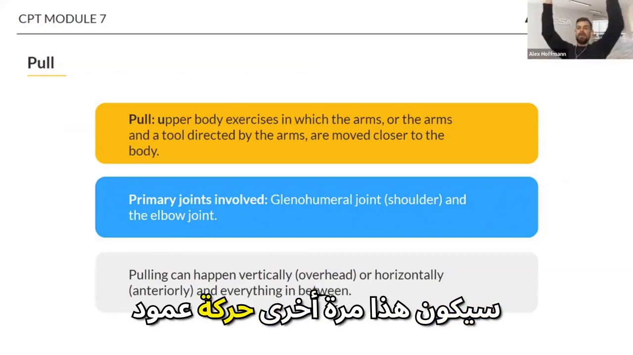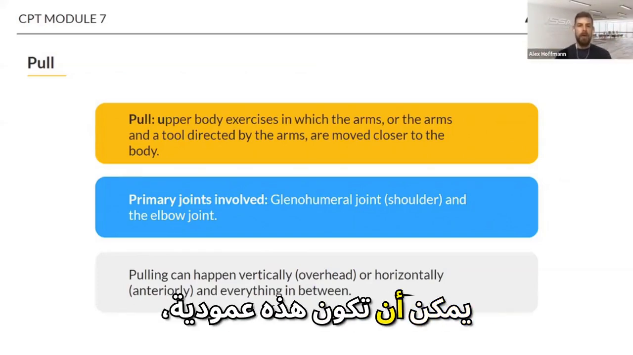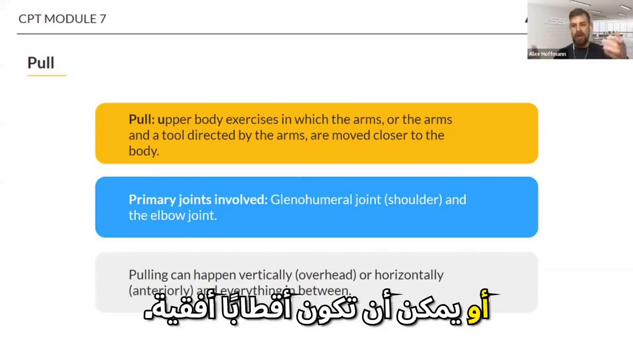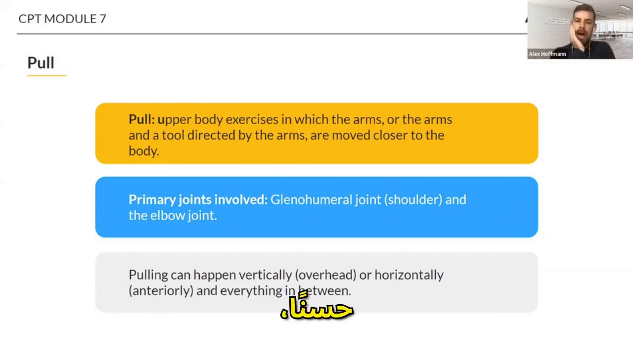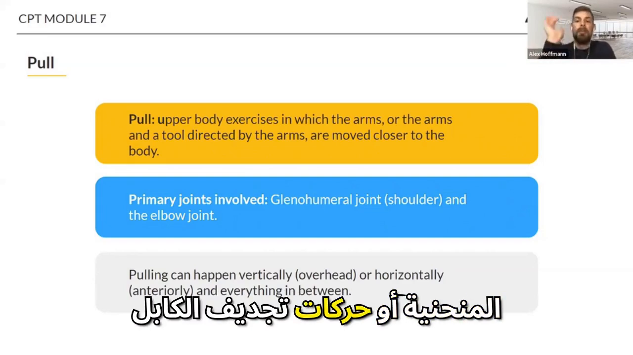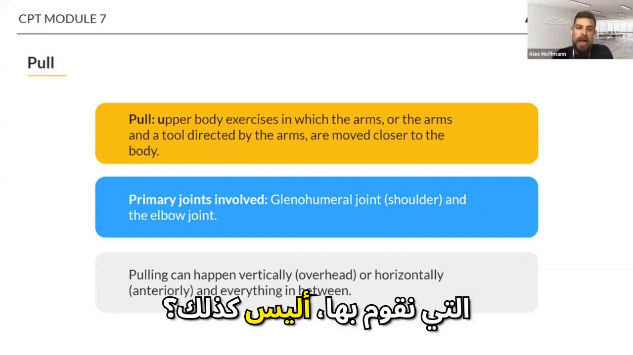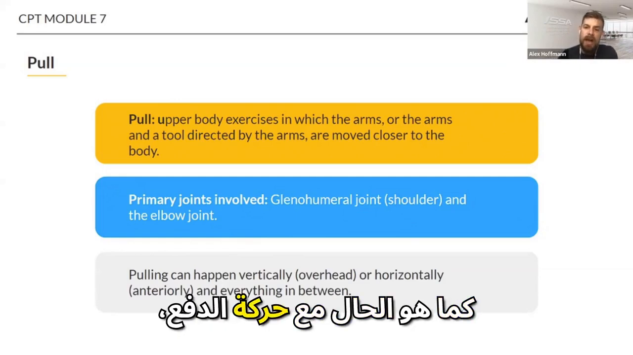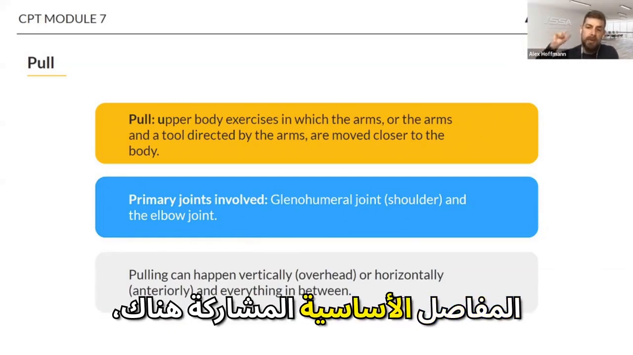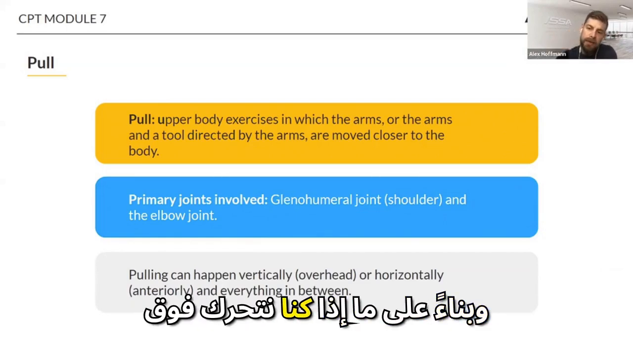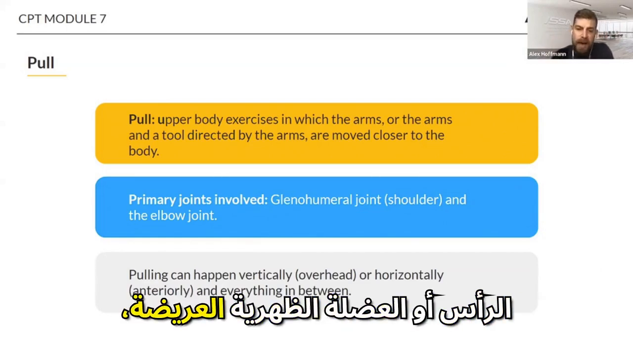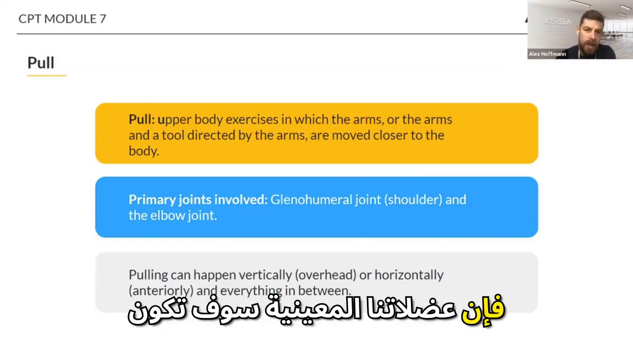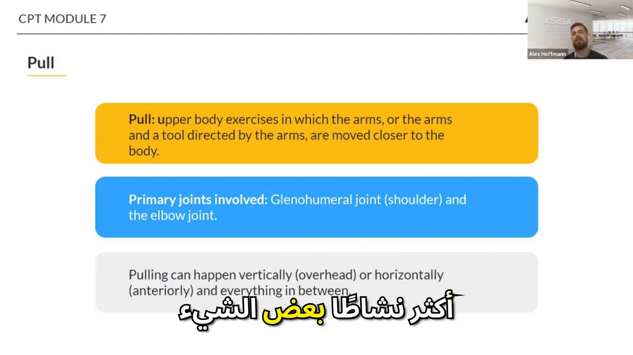Next up, we have the pull movements. So this is, again, going to be an upper body pull movement. These can be vertical, again, which is an overhead pull, such as a pull-up or a lat pull-down, or they can be horizontal pulls. Horizontal pulls would be our bent-over rows or cable rowing movements that we do, right? So regardless of the type of pull movement that we do, as with the push movement, the shoulder joint and the elbow joint are going to be the primary joints that are involved there. And depending if we're going overhead, our latissimus dorsi is going to be a little bit more active. And if we're pulling in a horizontal fashion, our rhomboids are going to be a little bit more active during that movement.